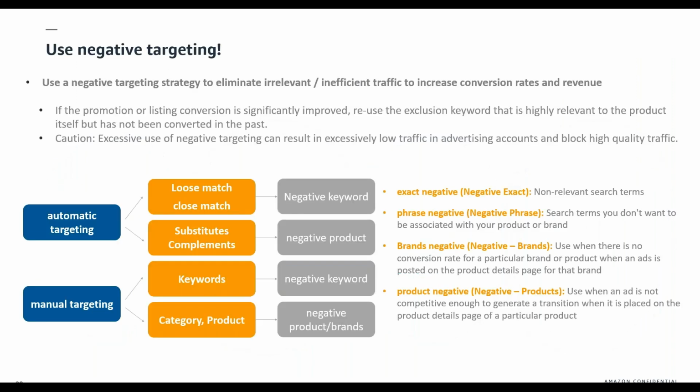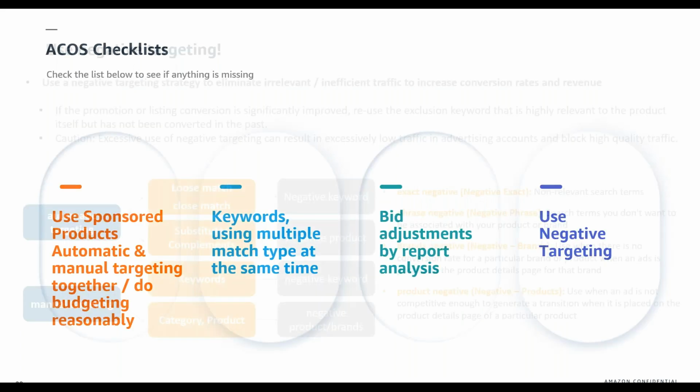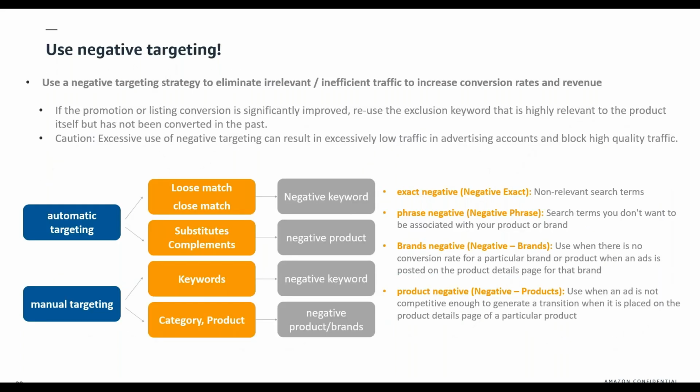Just to keep in mind, because I want to dive deeper into negative targeting. So the third or the subsequent other option that we have will be negative targeting. So we will want to actually start eliminating any kind of irrelevant or inefficient traffic for ourselves, right? So how to actually do that?